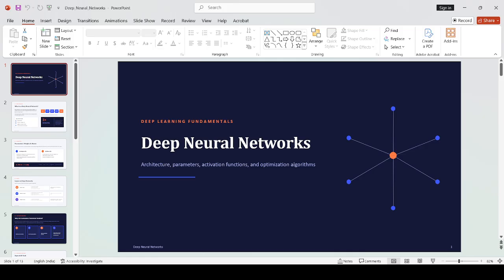In this presentation, we will understand the architecture of deep neural networks, learn about weights and biases, study different layers, explore activation functions, and finally, discuss optimization algorithms that help train deep learning models efficiently.